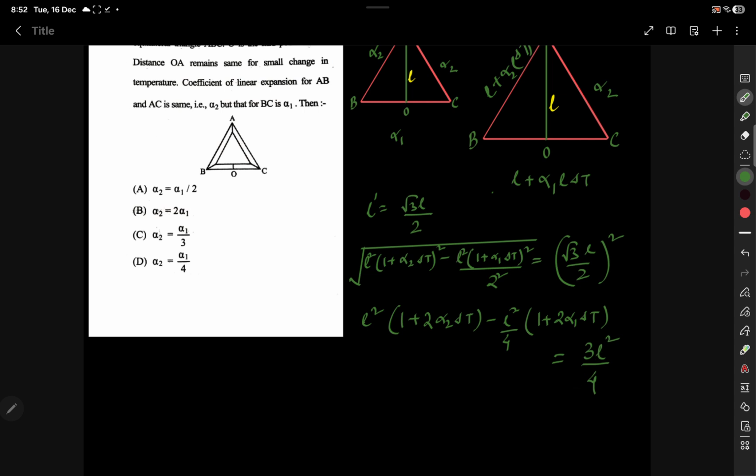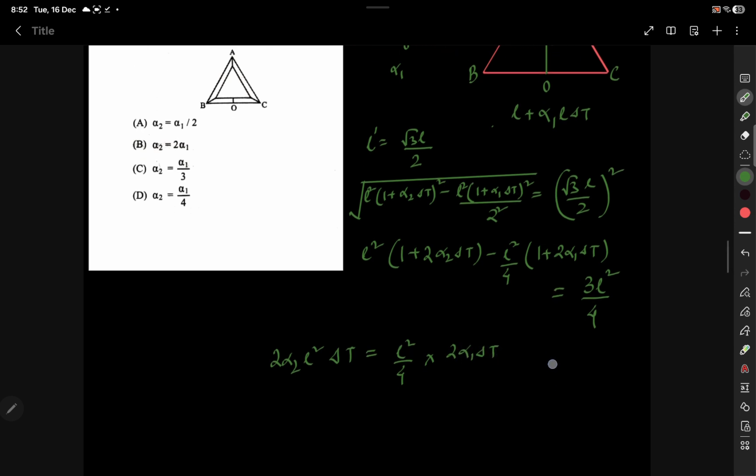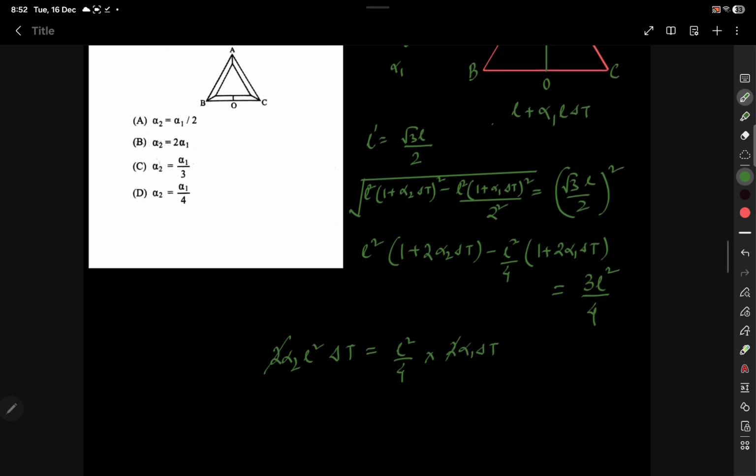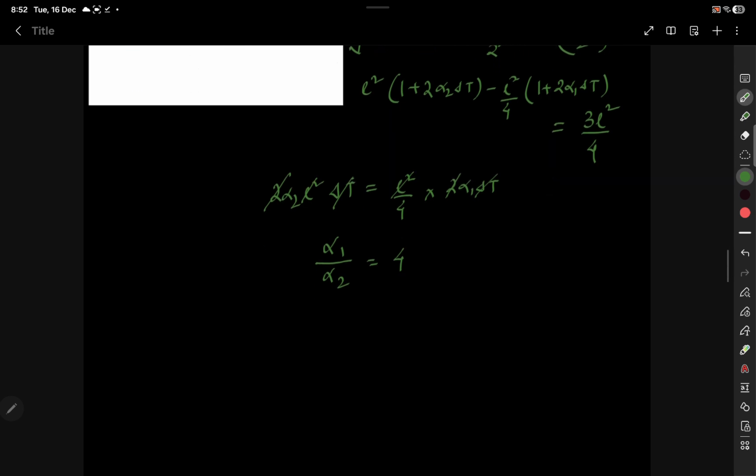Now the final result is 2 into alpha 2 into L squared delta T should be equal to L squared by 4 into 2 into alpha 1 into delta T. So the 2 cancels out, L squared cancels out, delta T cancels out, and alpha 2 by alpha 1 equals 1 by 4. That's your answer.